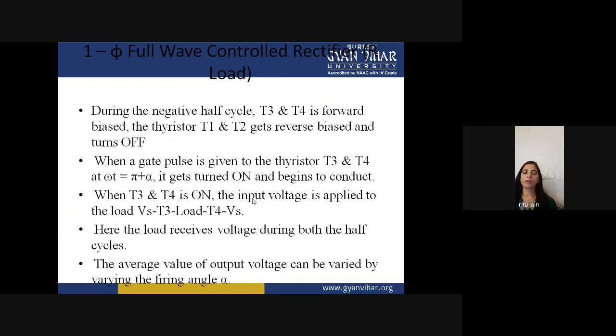So during the negative half cycle, T3 and T4 will remain forward biased, and T1 and T2 get reverse biased and turn off. Then when a gate pulse is given to the thyristors T3 and T4 at omega t equal to pi plus alpha, they get turned on and begin to conduct. When T3 and T4 are on, the input voltage is applied to the load: Vs, T3, load, T4 and Vs. So here the load receives voltage during both the half cycles. So the average value of output voltage can be varied by varying the firing angle alpha.